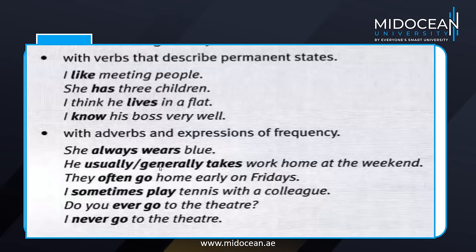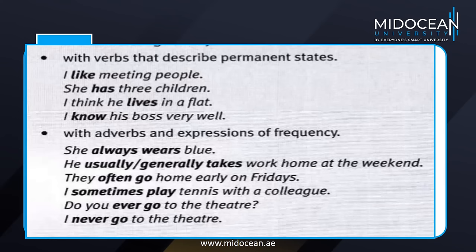What else can I use the present simple tense for? With verbs that describe permanent states, things we feel as if they are permanent. Like for example, I like meeting people. She has three children. I think he lives in a flat. Flat means apartment, and in American English we say apartment. So flat is British English and apartment is American English. I know his boss very well.